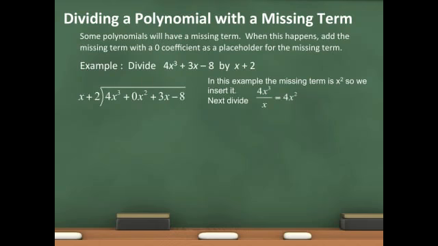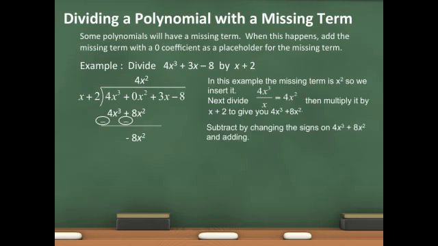Next, rewrite the problem with a division bar. Divide the first term of the inside polynomial by the first term of the outside polynomial, that is 4x to the third power divided by x, which gives us 4x squared. Write 4x squared above the division line. Next, multiply 4x squared by the outside polynomial x plus 2 to give you 4x to the third power plus 8x squared. Write this down below.